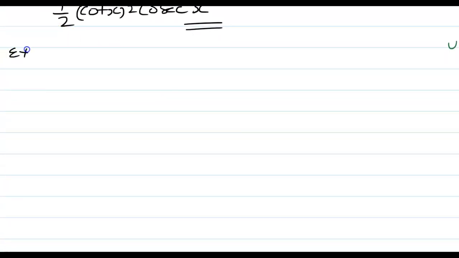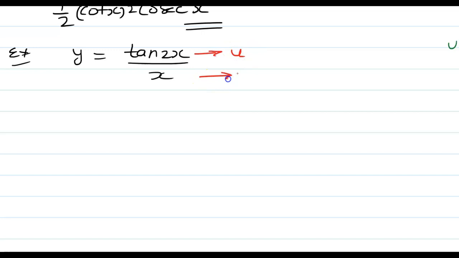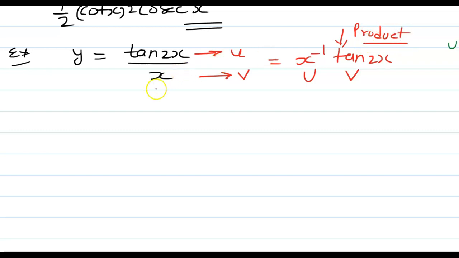So here y is tan 2x over x. Okay, so here you can apply quotient rule. So this is u and this is v. If you want, you can apply product rule as well. In that case, you can write it down like this. Then this will be u and this will be v. Here you can apply product rule, and here you can apply quotient rule. So let's apply quotient rule here.